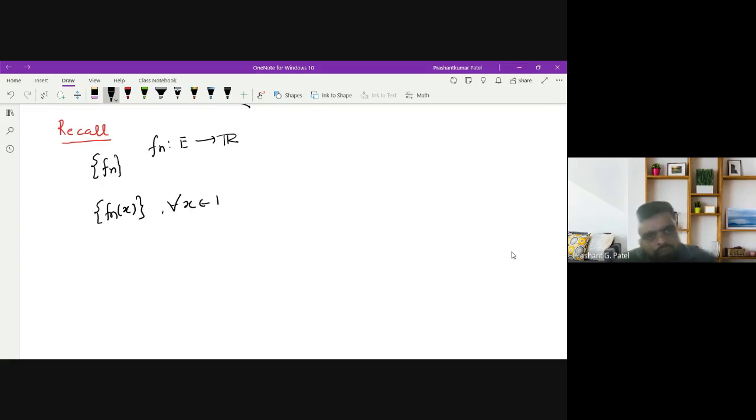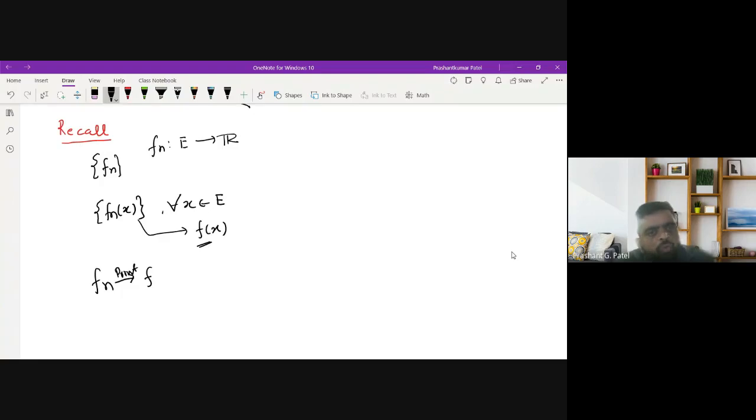And if this sequence of numbers converges to a function f(x), then f(x) is called the limit of the sequence. The function f is called the limit function. This way we can say that f_n converges pointwise to f. Under the pointwise convergence, we have observed certain things.